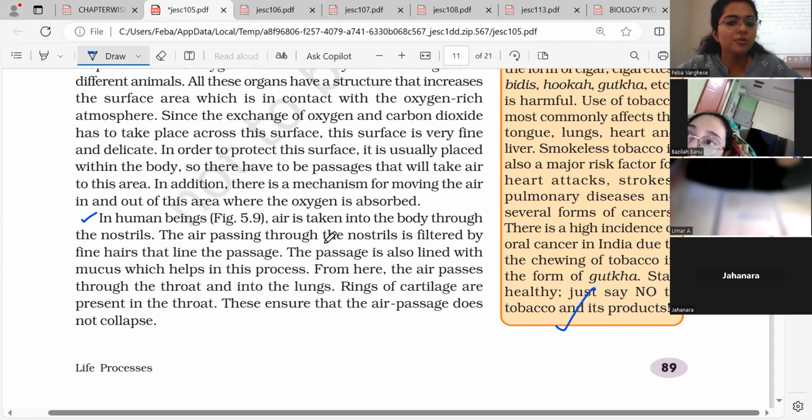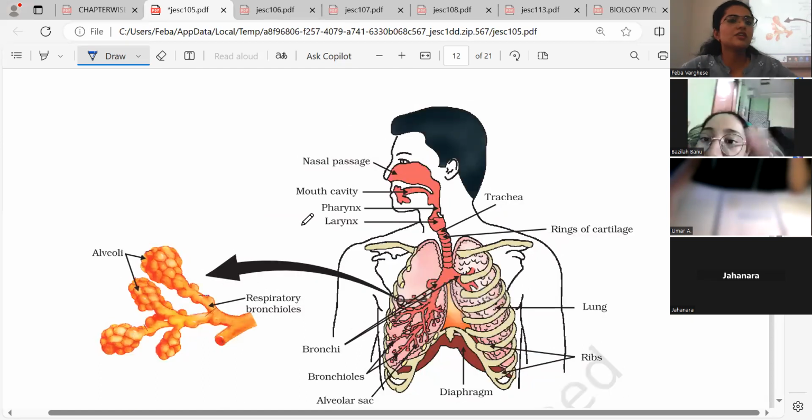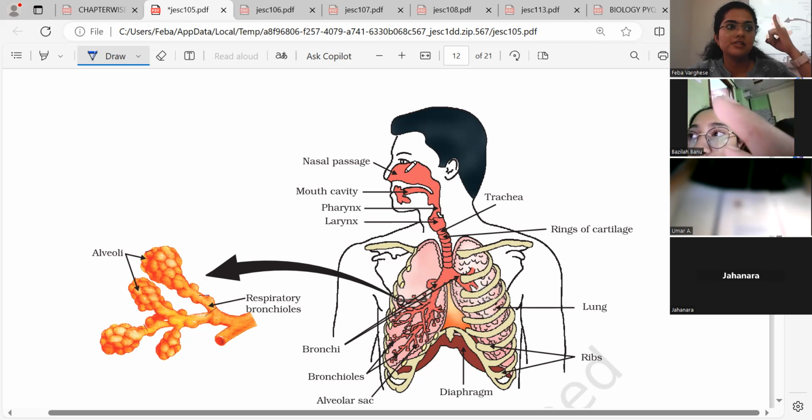Now, in human beings, what is happening, guys? Tell me about the transportation of air quickly. The air is taken in through your nasal cavity, through the nostrils. Now, when the air is taken in through the nostrils, what all happens to the air? Filtration happens. Yes, there are tiny hairs in our nostrils that are going to filter the air. One more thing happens in the nose. Yes, the air gets warmed up to our body temperature. These are the two things that are going to happen in the nasal passage.